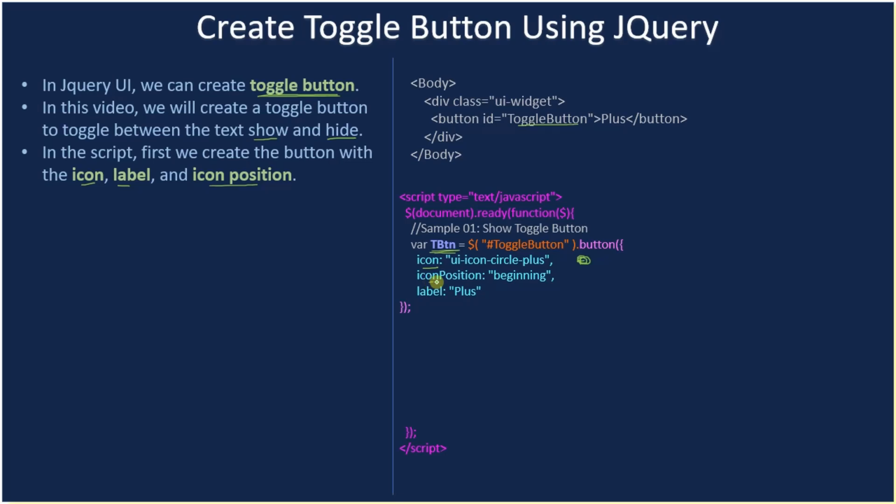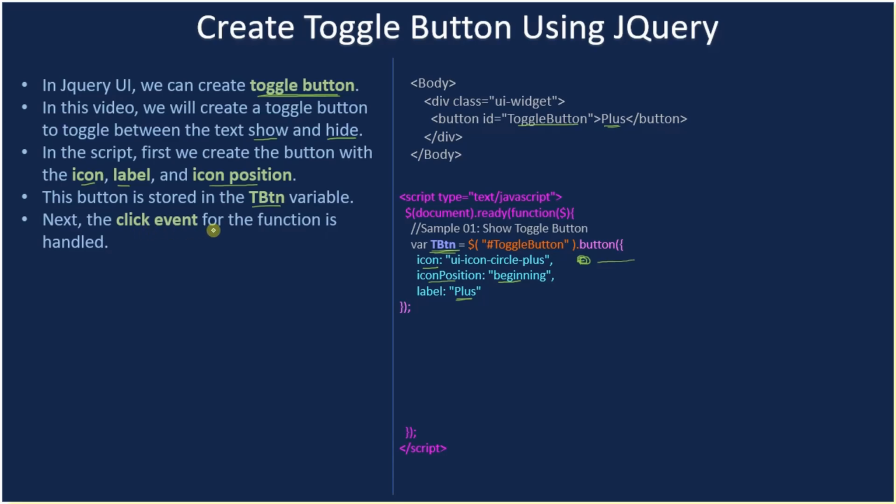Then we are stating the icon position as beginning. That means when the text appears, we want to show the icon before the text. Then the label we are giving as plus, right? The button text we are giving is already plus here. If you need, you can change that at runtime using this label. Alright, we created the button. This button is stored in the tbtn variable, as already told, right?